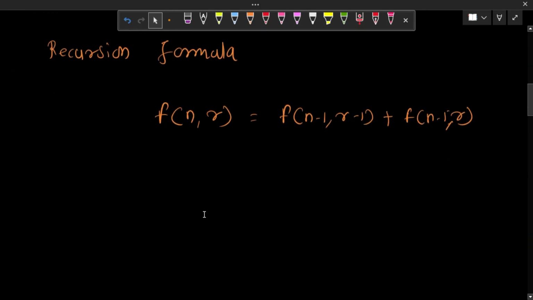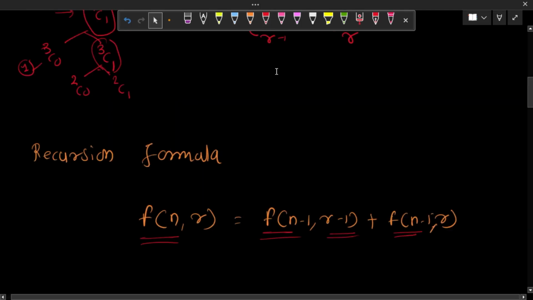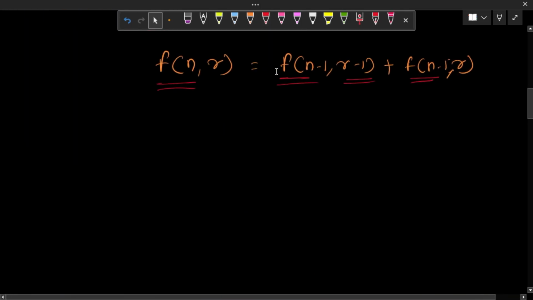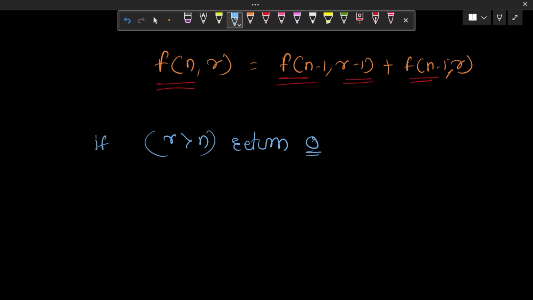So if I get one recursive formula, can I try to solve this problem? Yes, I can easily solve this problem. Let's try to code out this recursion code. There are two base cases. What is the base case? If r is greater than n, we have to return 0. Okay, this is the first one. Now what is the second base case? If r is equal to 0, at that time I return 1.